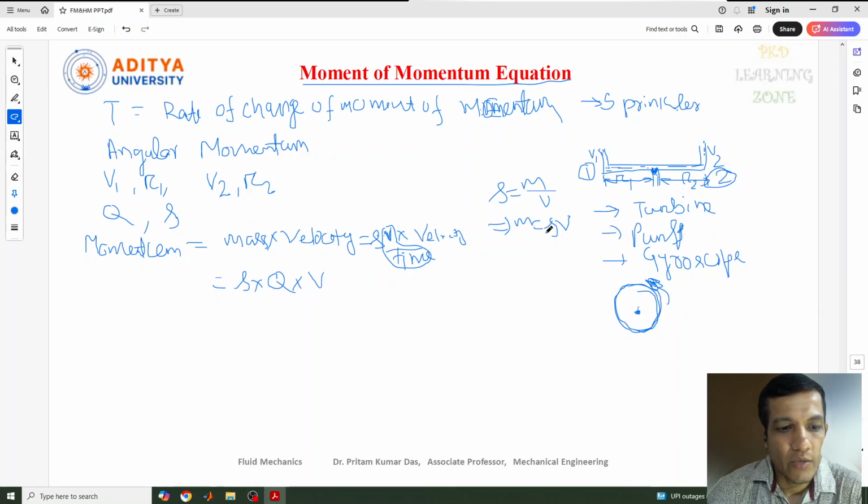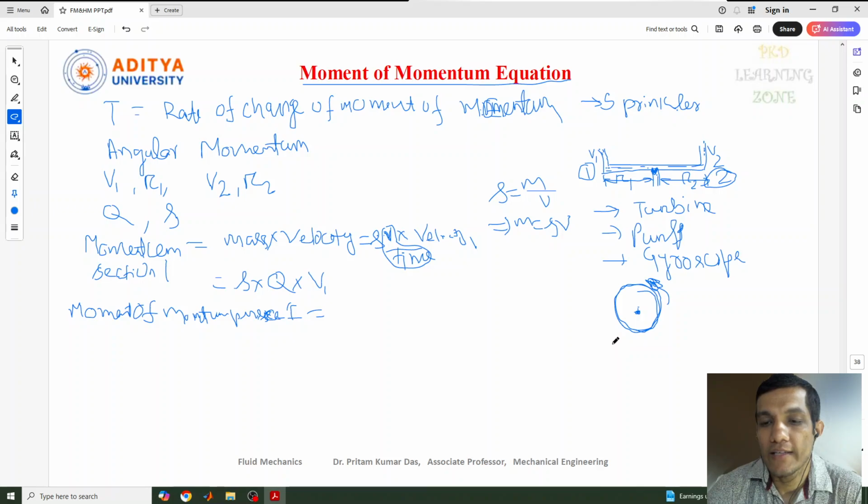Suppose we are at section 1. Let me consider this is for section 1. The momentum of the fluid at section 1, then we can write velocity 1, so this is V1. Now for this condition, if I want to write the moment of momentum per second at section 1, it equals the momentum equation.